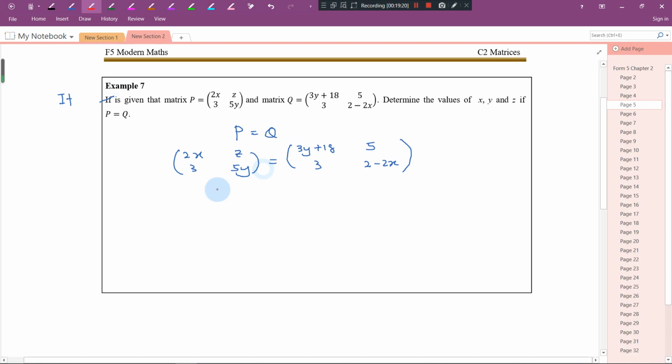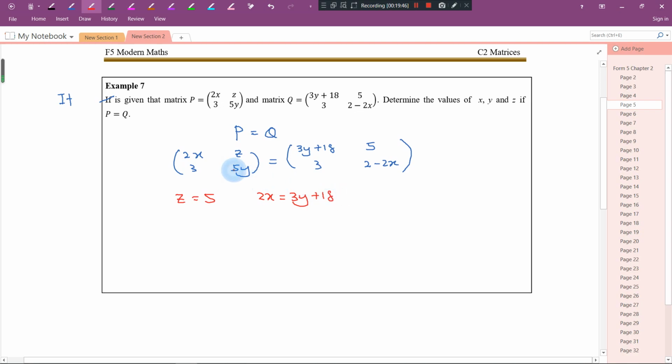Okay, so 2x is equal to this. Z is very easy, we know. We don't have to calculate right away, just by looking at it, compare both sides. Z is equal to 5. This is the first one that we can get just by looking at it. And the second thing, 2x is equal to 3y plus 18. So we have one equation here.